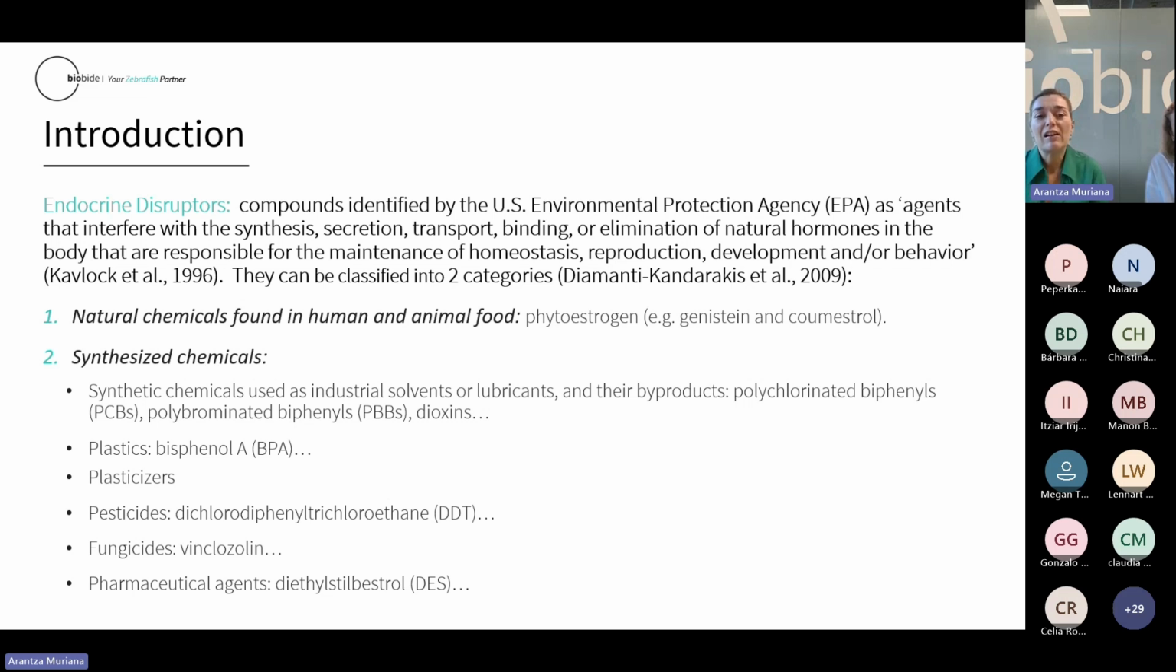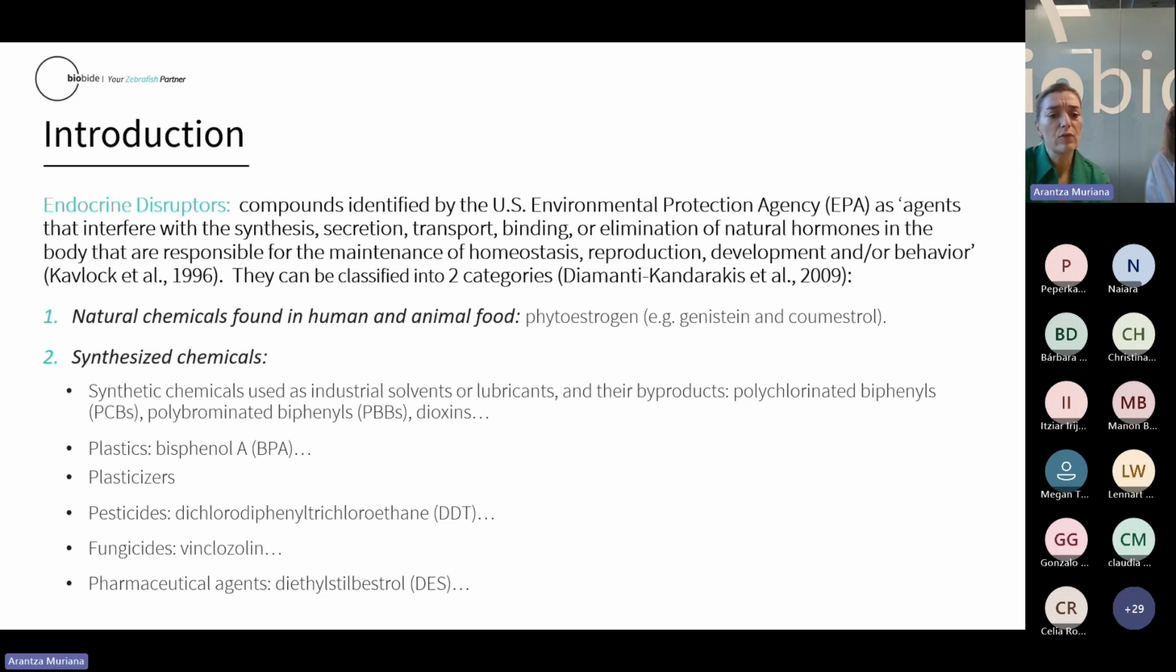They can be classified in different ways. Diamantic and Darasis et al. classify them in two categories: natural chemicals found in the human and animal body, like phytoestrogens, or synthesized chemicals, especially synthetic chemicals used in industrial solvents or lubricants and their byproducts, plastics, plasticizers, pesticides, fungicides, or even pharmaceutical agents like diethylstilbestrol, for example.